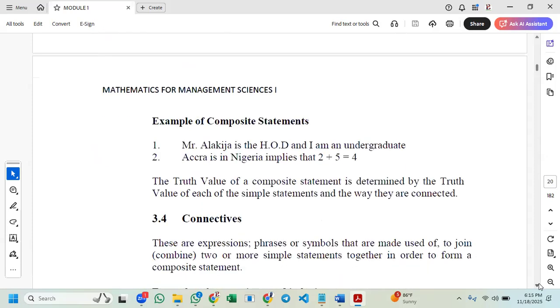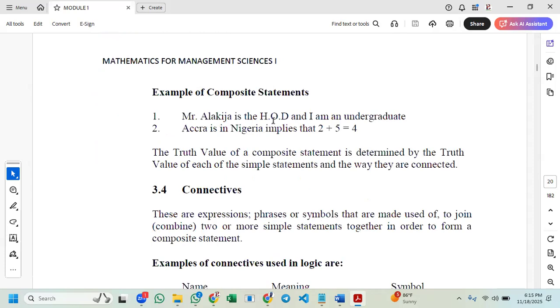Yes. Now, example of composite statement. Mr. Alakija is the HOD and I am an undergraduate. This statement is true because the HOD of this material is Mr. Alakija and you yourself that you are studying now, you are an undergraduate. Is that not so? Exactly. Another one is: Accra is in Nigeria implies that 2 plus 5 is equal to 4. Both are false. But what do we use to join them together? Implies. That is what we use to join them together.